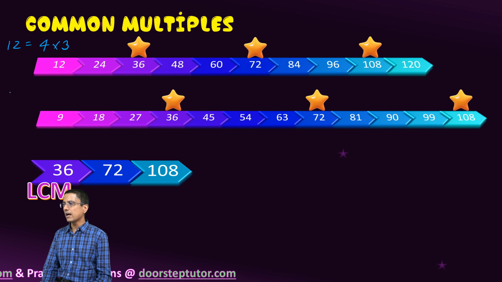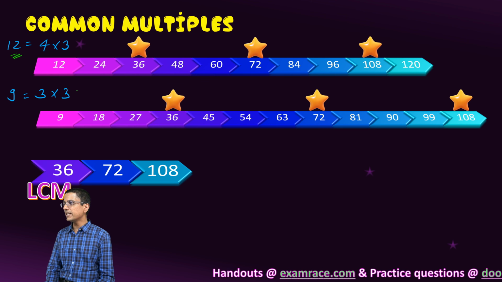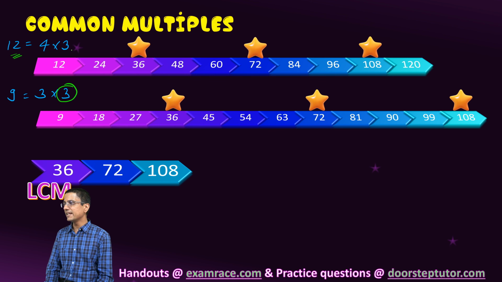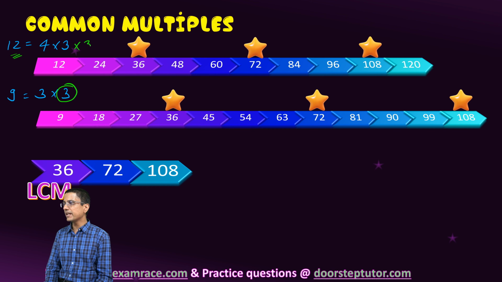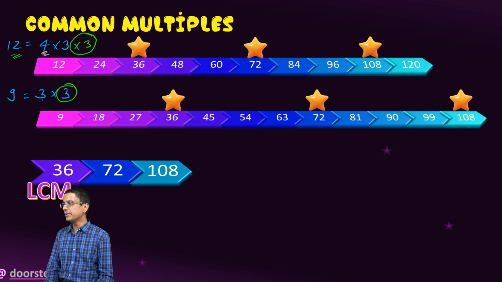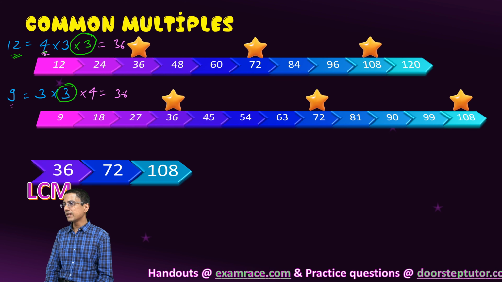If you notice, the factor which is missing from 12 but which is present in 9 is 3. So I bring it here. The factor which is present in 12 but which is missing in 9, I bring it here. And if I multiply this number, this comes out to be 36. And of course, this number comes out to be 36.